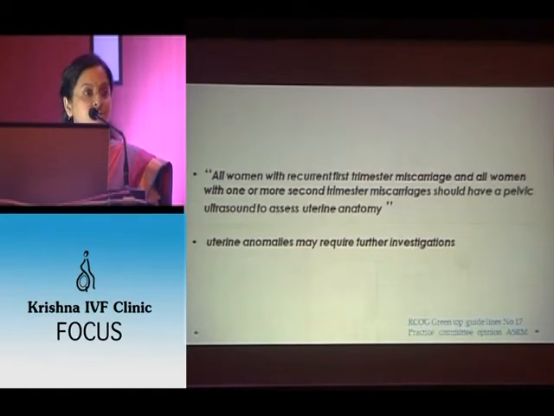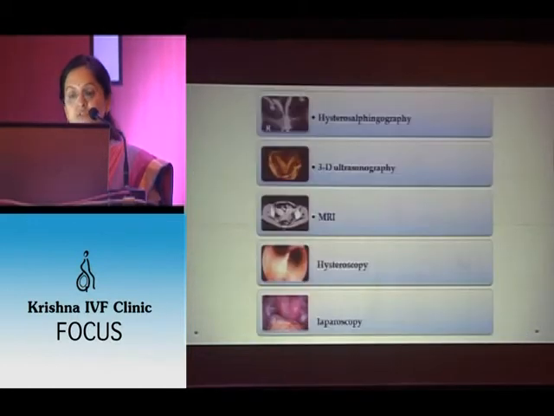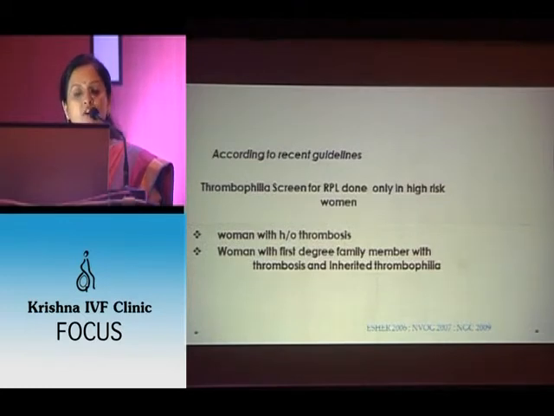And according to the RCOG guidelines again, all women with recurrent first trimester miscarriage and all women with one or more second trimester miscarriages should have a pelvic ultrasound to assess the uterine anatomy. And if suspicious of any uterine anomalies, they may require further investigations like hysterosalpingography, 3D ultrasonography, MRI scan, and laparoscopic guided hysteroscopy.